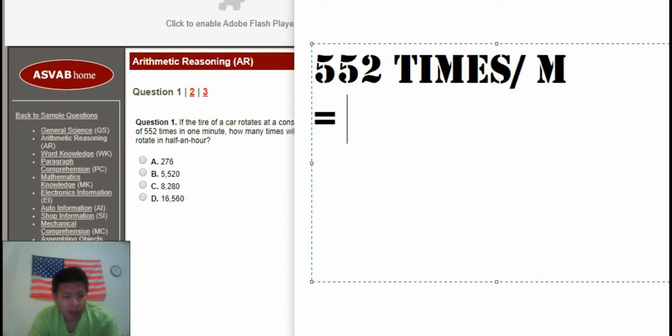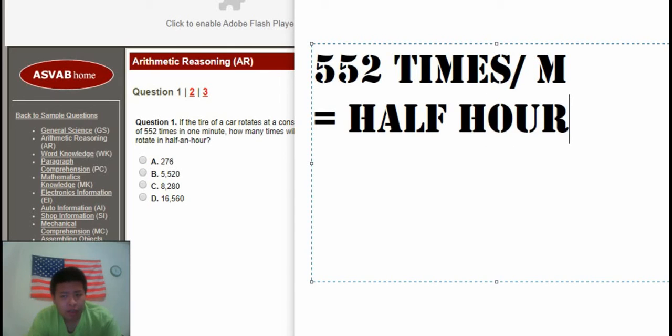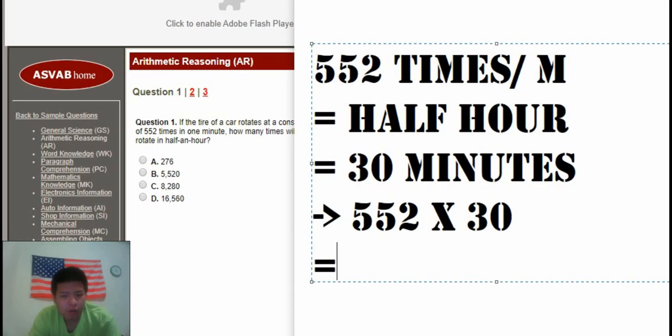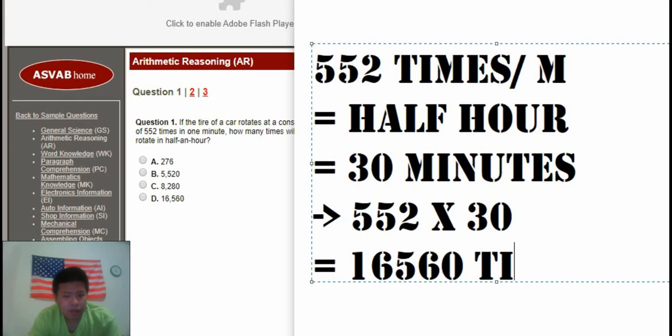However, half an hour is about 30 minutes. So we have the formula 552 multiplied by 30, which is equal to 16,560 times. So that is the total in the half hour. So that's D.